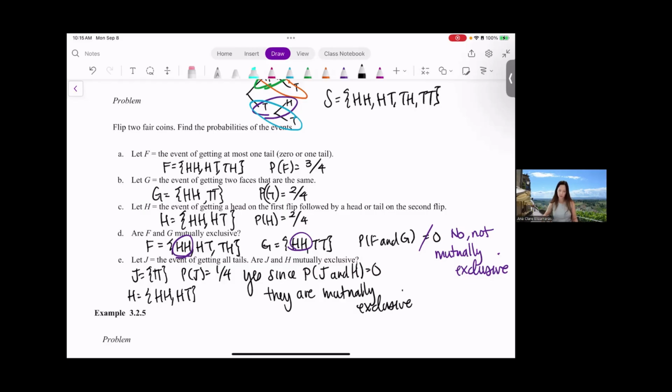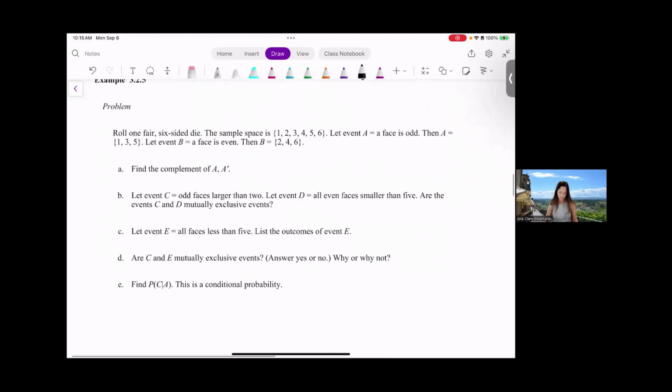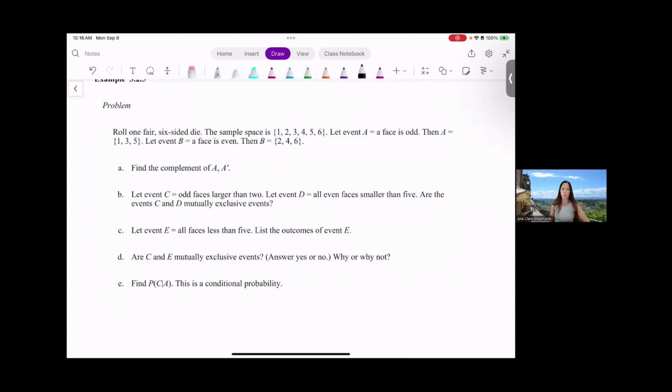Okay, let's move on to our next question, dealing with complements again and mutually exclusive, and now we're adding in conditional probability. So we're rolling one fair six-sided die, which has the sides 1, 2, 3, 4, 5, and 6. A is the face is odd. I'm going to go ahead and list those outcomes. If it's odd, it would be 1, 3, or 5, which is listed down below. And then B is even, so B is 2, 4, and 6.